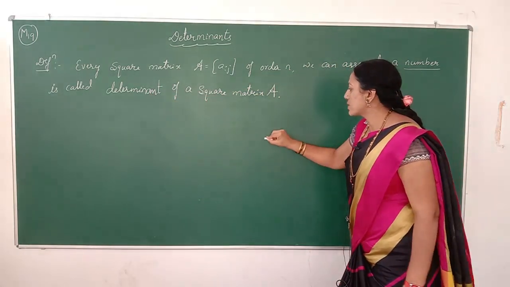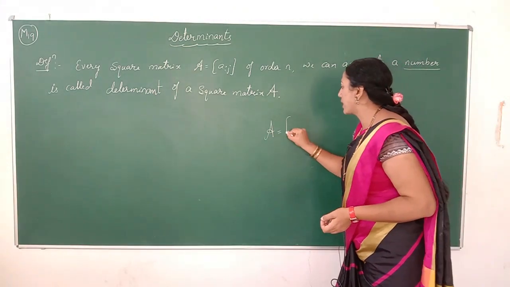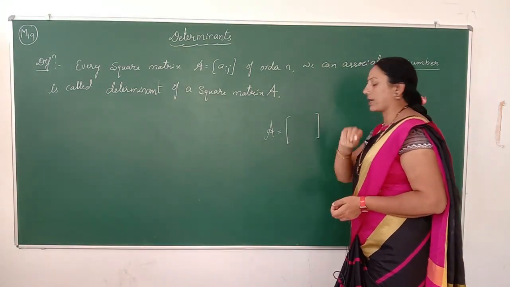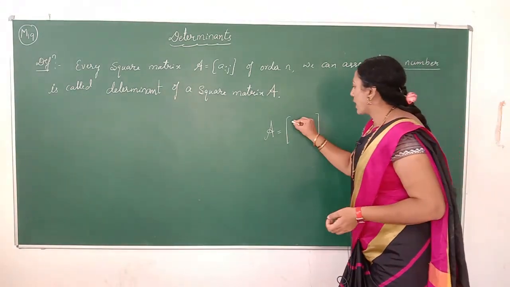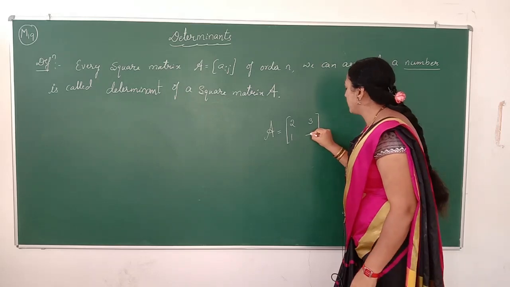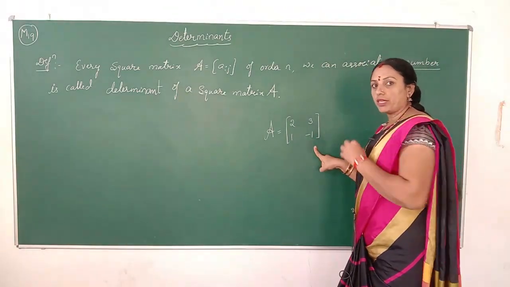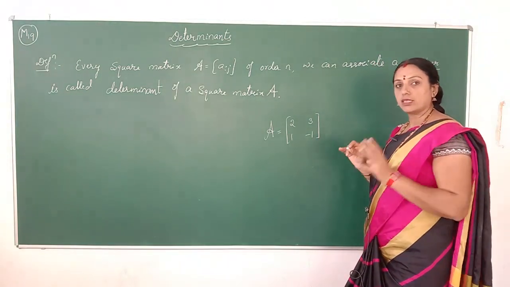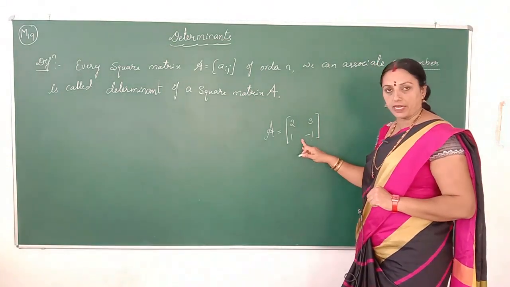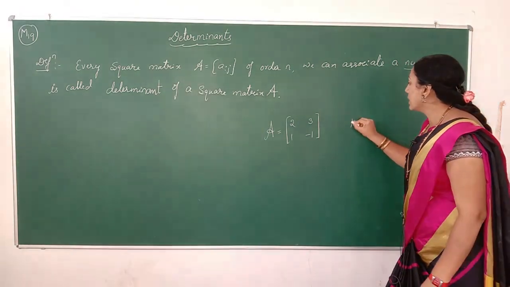But in any one of the square matrices which contain different types of elements, either real or complex. So for example, A is one of the matrices of order 2 cross 2. Elements are in the form of 2, 3, 1, minus 1. So how many elements will be there in that matrix? 4 different elements will be there. These elements are associated with a single number.